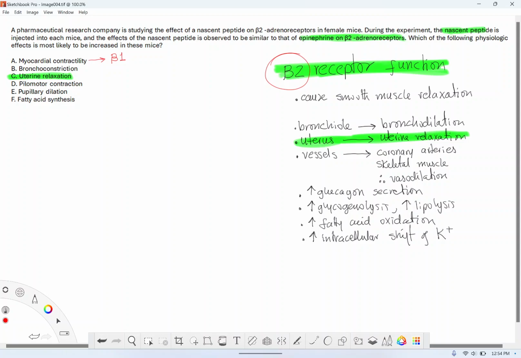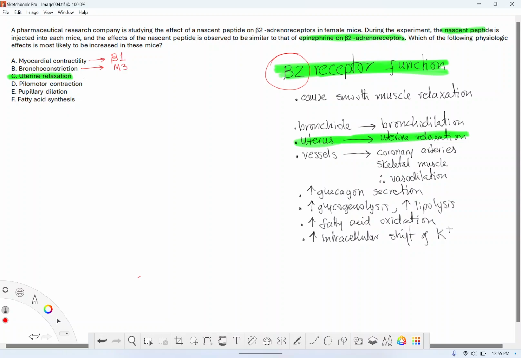Option A talks about the beta 1 receptor. Beta 1 receptor is found on the heart and is responsible for increasing heart contraction and heart rate. Bronchoconstriction: we already know that beta 2 is found on bronchioles, but it causes bronchodilation, not constriction. Bronchoconstriction is the function of the M3 muscarinic receptor. This is why for an asthmatic or chronic bronchitis patient, you can use ipratropium, which is an M3 antagonist.